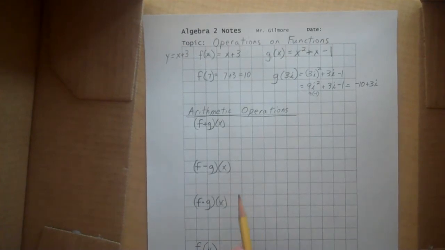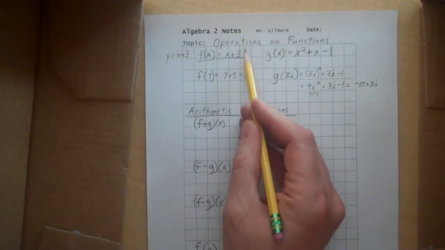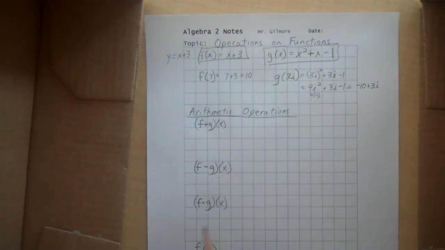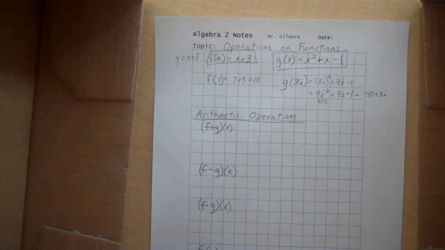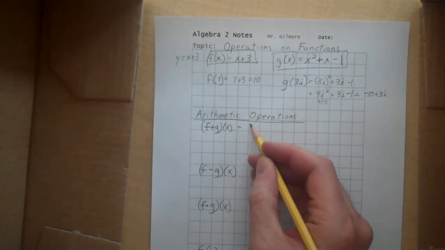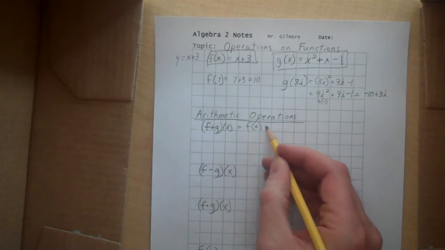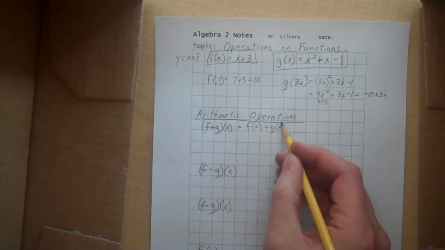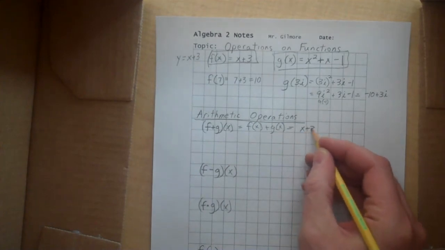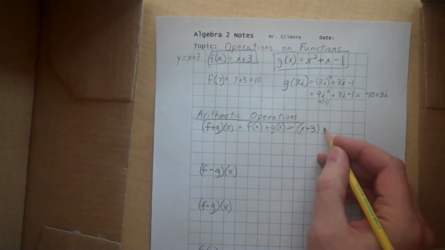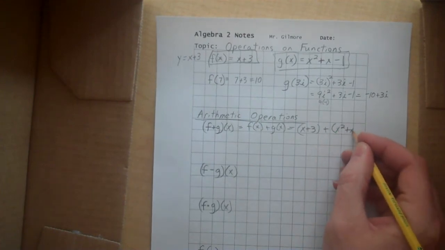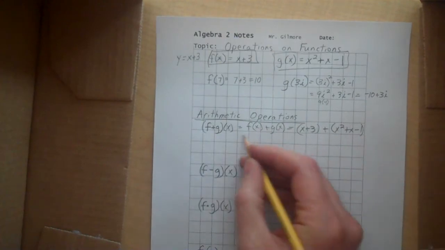Now we have operations on functions. I still want to stay with f of x equals x plus 3, g of x equals x squared plus x minus 1. f plus g of x is the same thing as simply just f of x plus g of x. In our example here, f of x is x plus 3. I'll put that in parentheses. And g of x is x squared plus x minus 1.